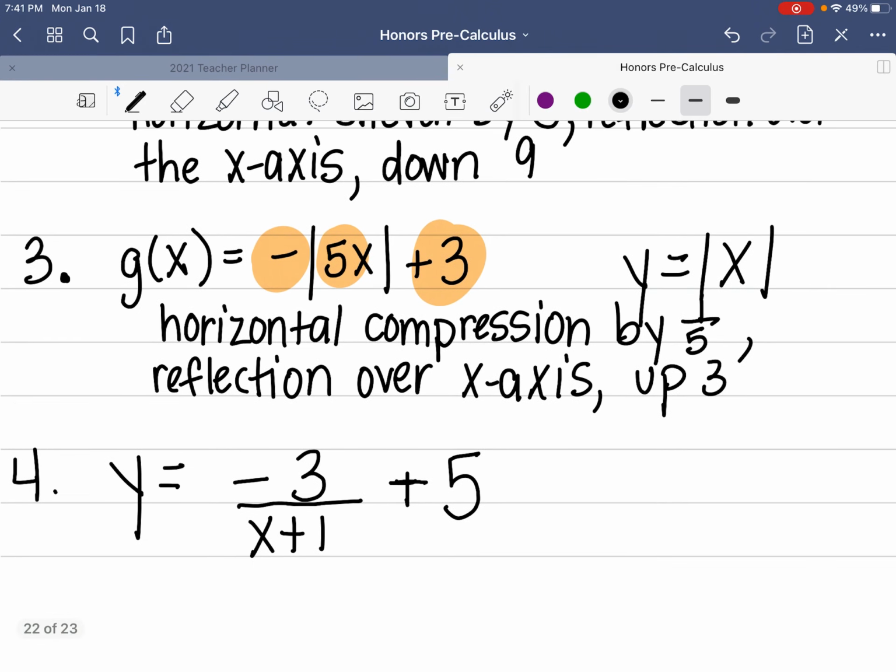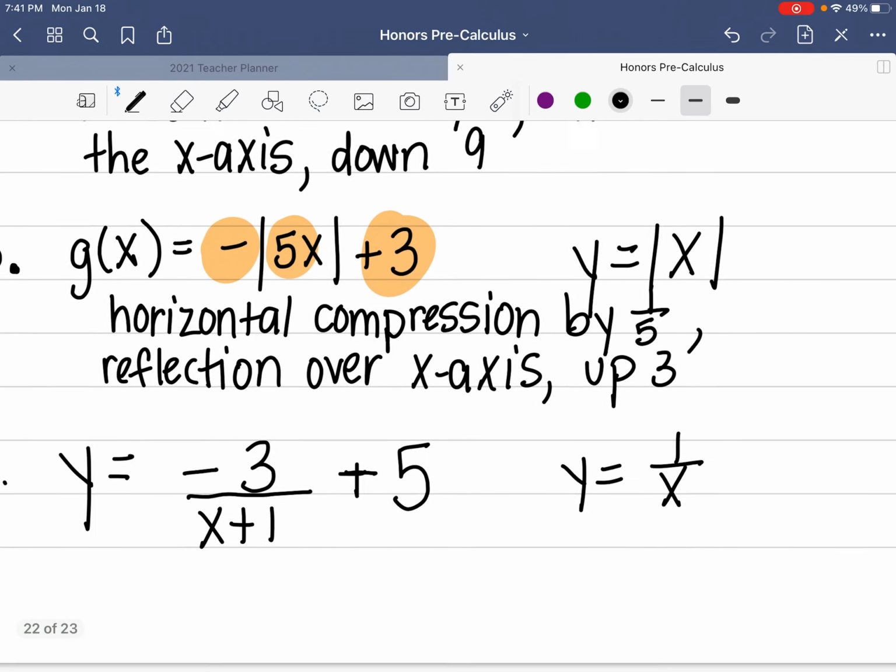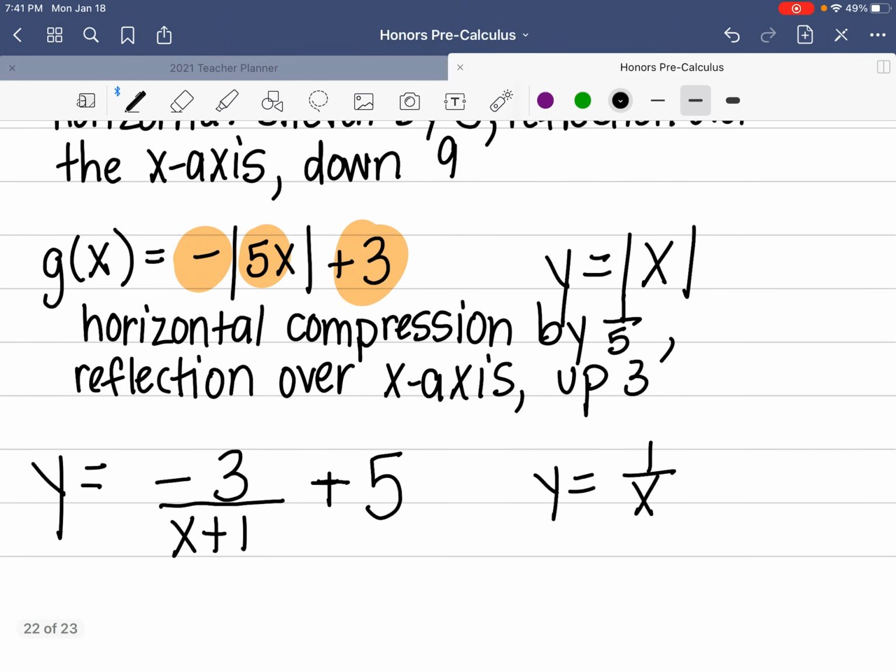All right, for this one, it is actually the reciprocal function because it's going to be 1/x. Now, we're really going to have to think about what's considered inside, what's considered the front, and what's considered the back. So what I'm going to do is I'm actually going to rearrange this. This is the same thing as -3 times 1 over x plus 1 plus 5.